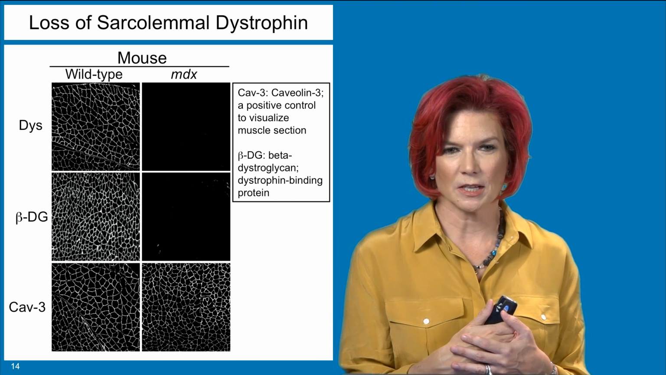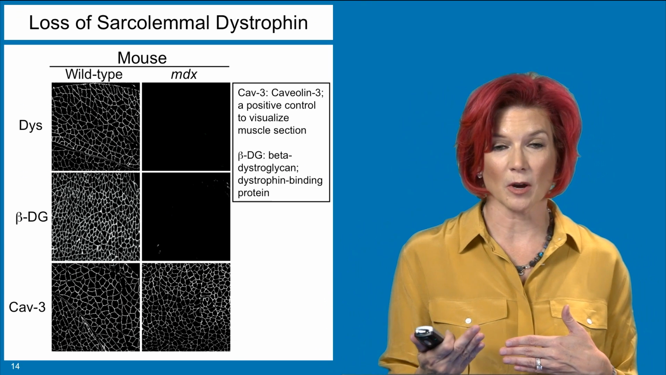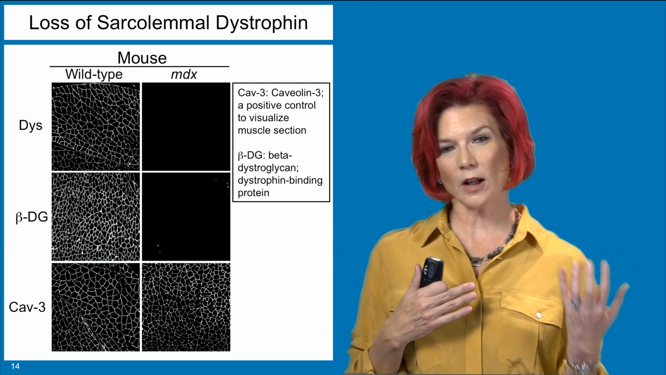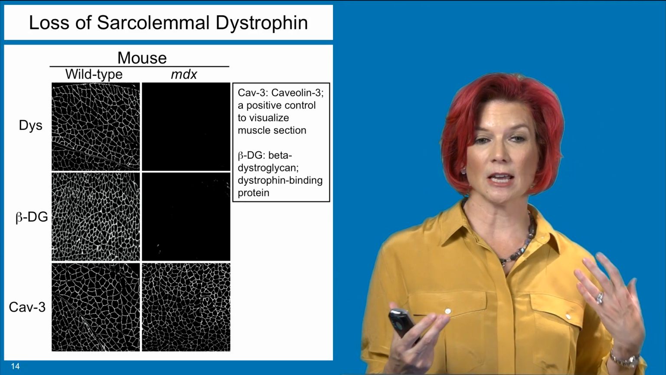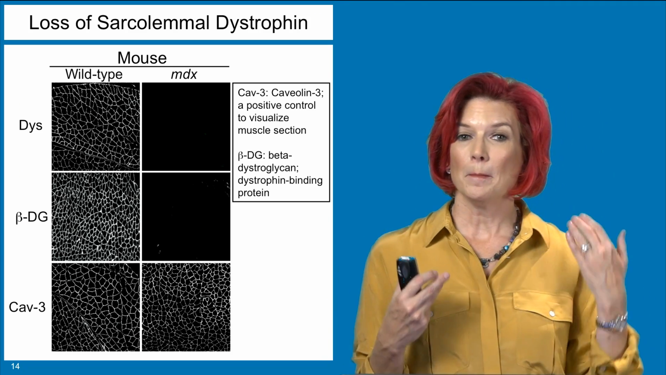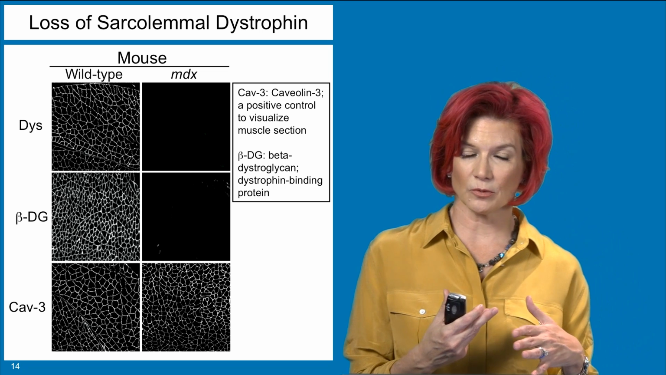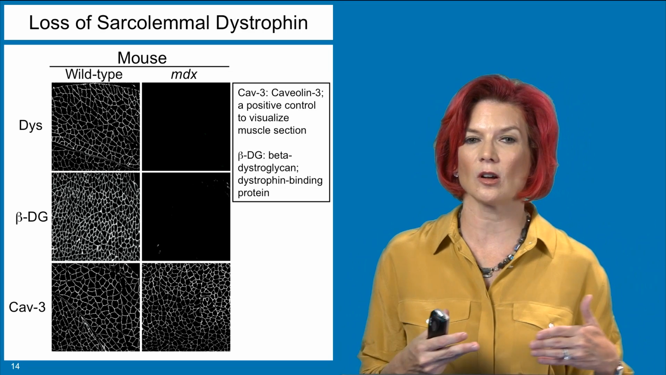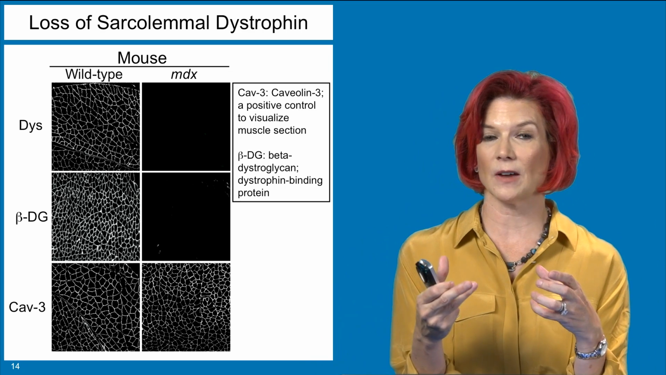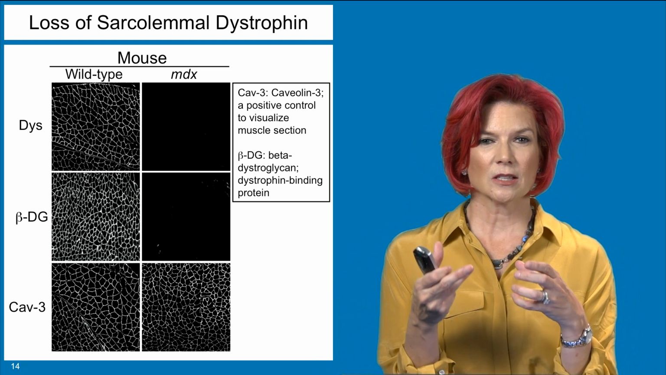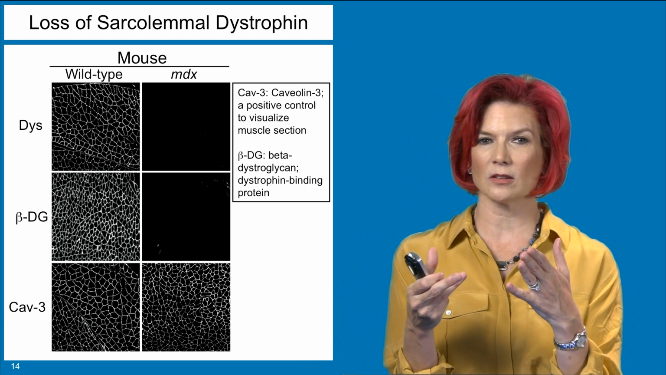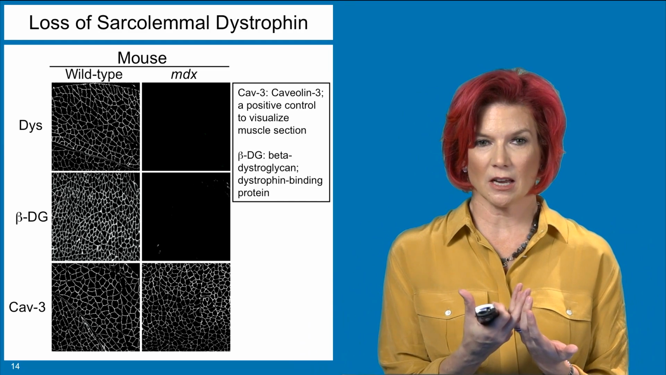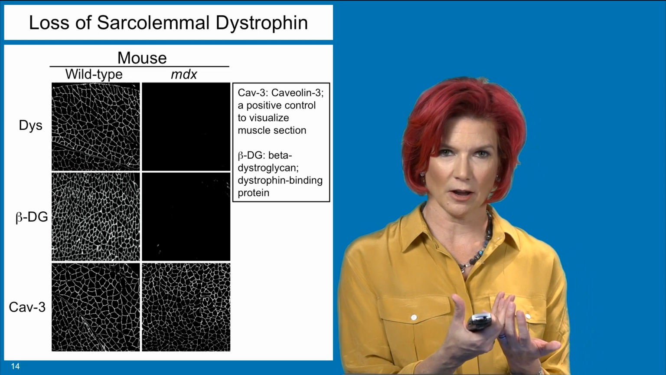This is an example of an experiment. These are not co-labeling experiments. These are individually labeled experiments. And skeletal muscle from wild type and from MDX mice is stained with antibodies to dystrophin, beta-dystroglycan, and caveolin-3. So caveolin-3 is a protein that's present in the sarcolemma membrane, and it is not affected by the loss of dystrophin. So I hope you can see that in the wild-type mouse, the dystrophin and the beta-dystroglycan beautifully light up and stain the sarcolemma of each individual myofiber.